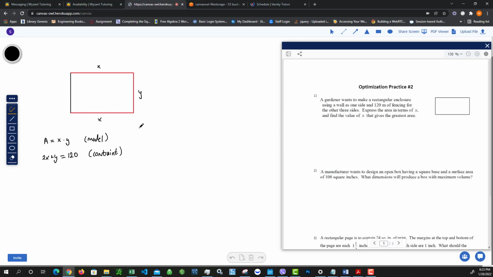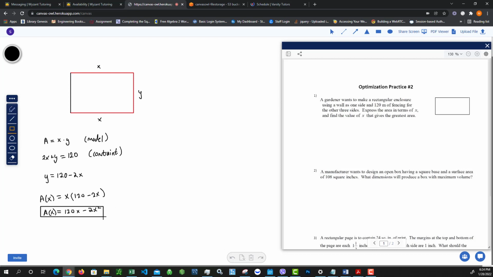So the first thing we want to do, it says express the area in terms of x, right? So to do that, we're going to use the constraint and we're going to write y as a function of x. So we're going to write y is equal to 120 minus 2x. Now we can plug this y function into our area function, right? So we have A of x is equal to x times (120 minus 2x). And we can write this as 120x minus 2x squared. So this is our area function as a function of x, right?